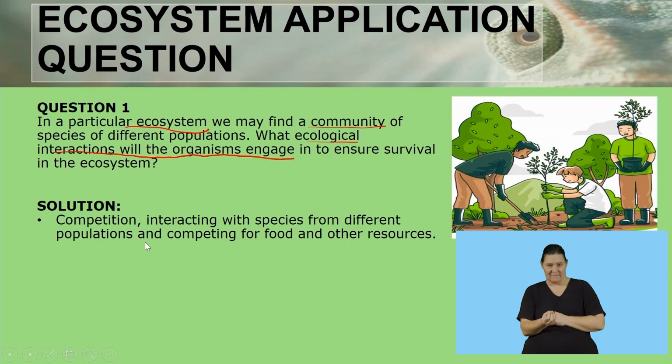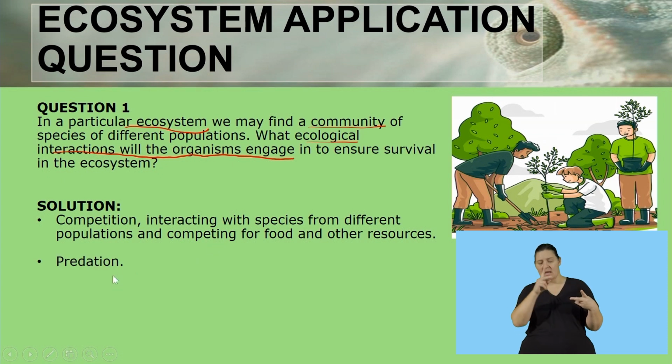So the first point we have here is competition. This is the interaction with species from different populations competing for food and other resources. So that is the first interaction that we are going to find in this community: species of different populations interacting with one another and competing for food and other resources. Then we are going to see predation taking place. This is when certain species feed on other species for nutrition. Predators are going to hunt and kill their prey and then eat them for nutrition.